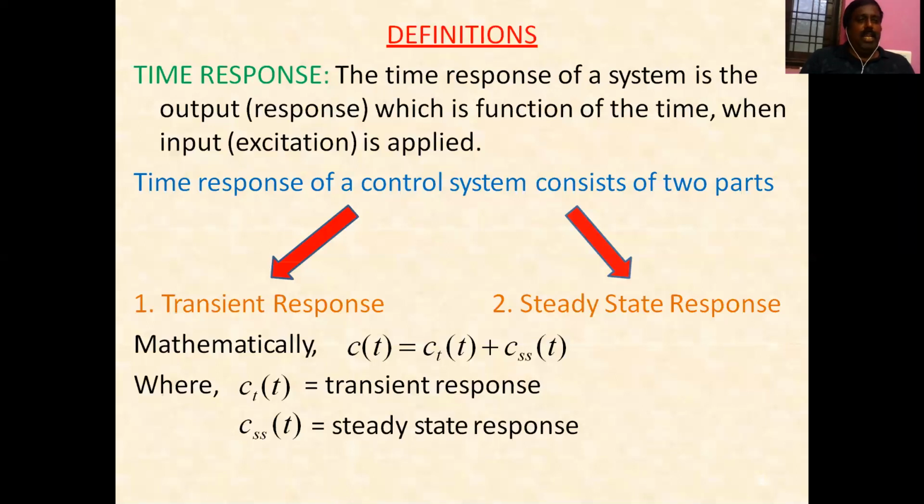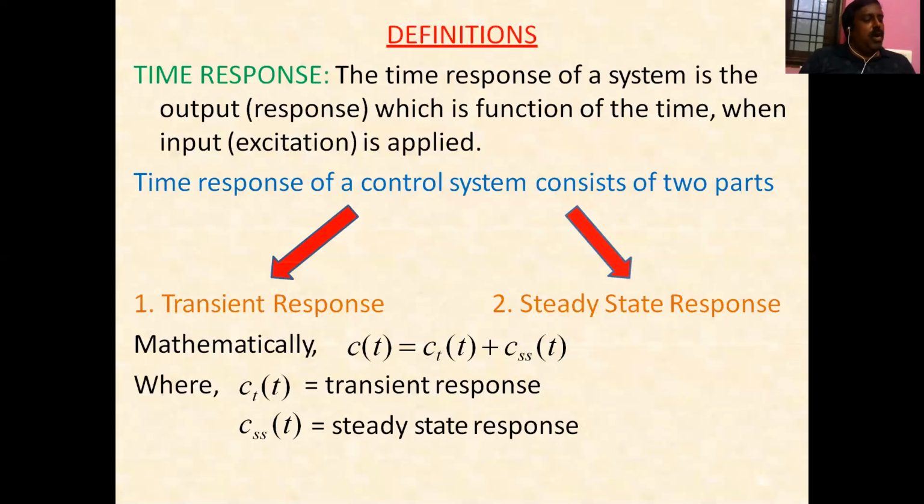Likewise, we calculate the time response of any system. We have two types of responses: one is the transient response, the second is the steady state response. Expressed mathematically, C of t is equal to Ct of t, the transient response, plus CSS of t, the steady state response. Here SS means steady state response, Ct of t is the transient response, and CSS of t is the steady state response.